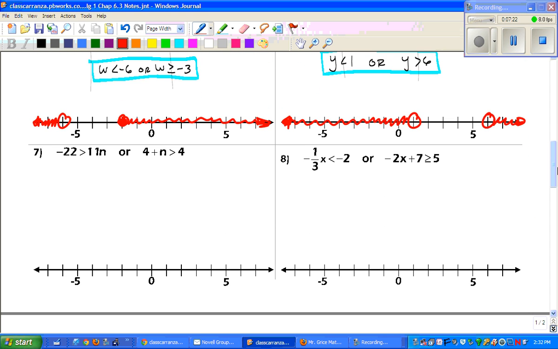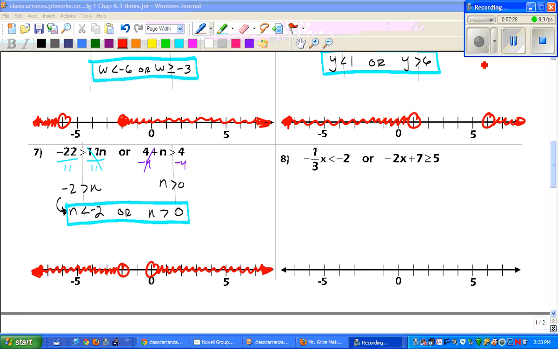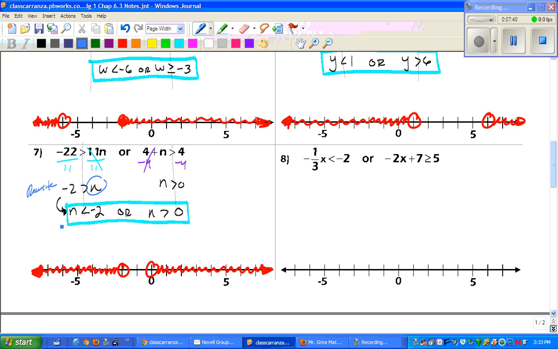Okay, number 7, all on your own. Pause the video and let's see how you do. All right, there's the answer. Now, on the left side, negative 2 greater than n, all we did right there was rewrite it so we could have the variable first. The Pac-Man's eating the negative 2, so I made sure that it was eating the negative 2 on the other side. Okay.